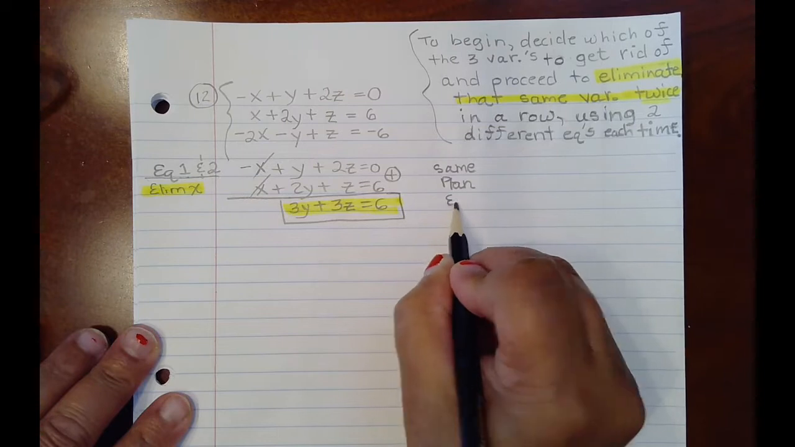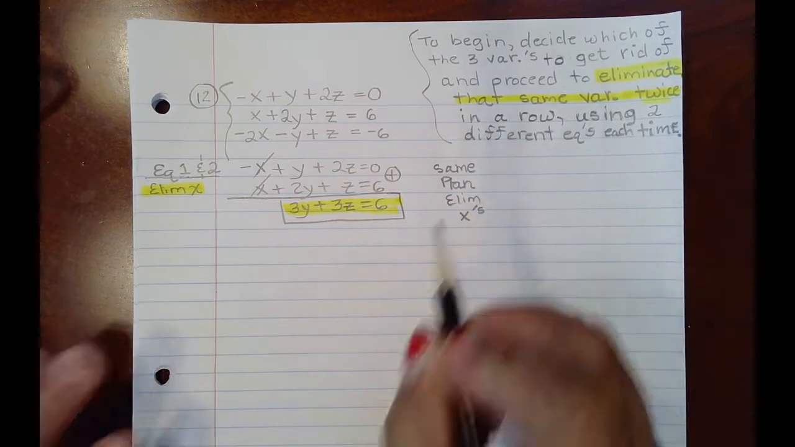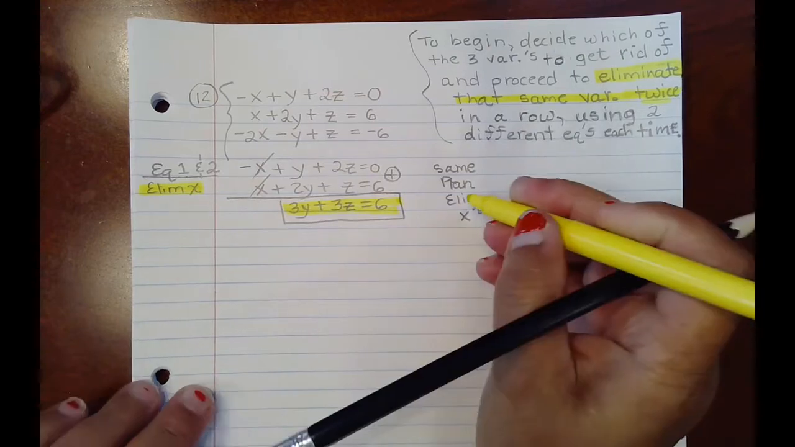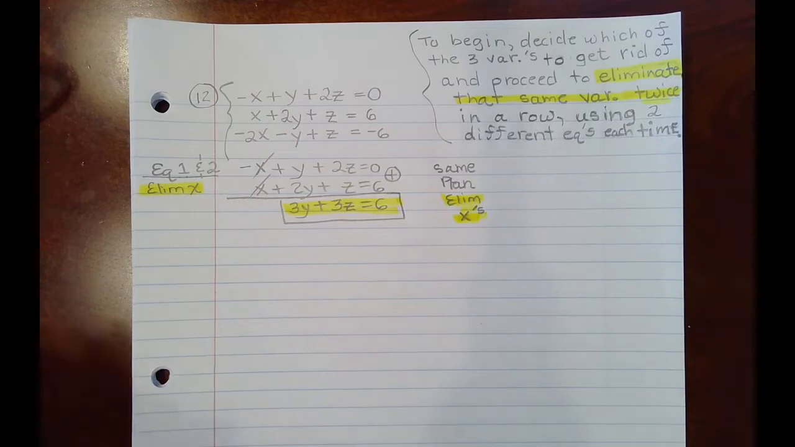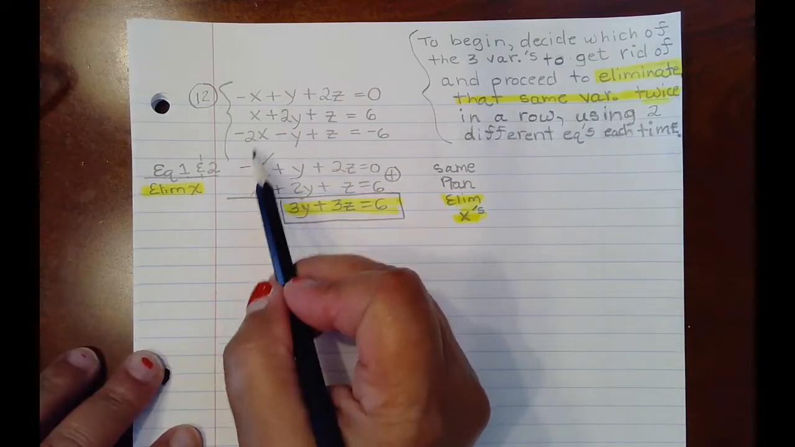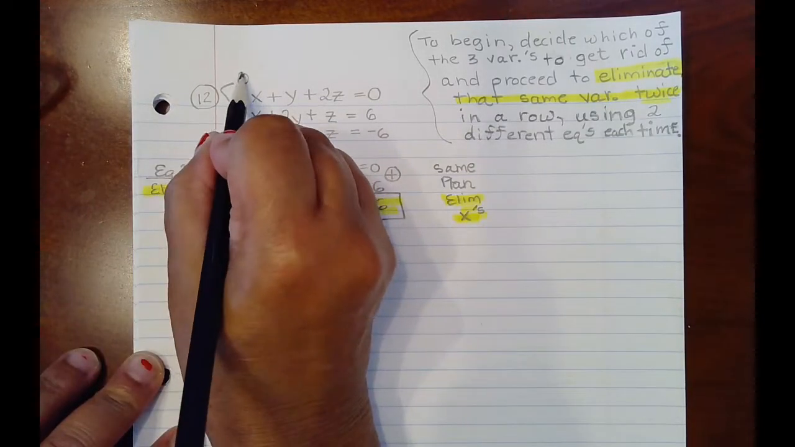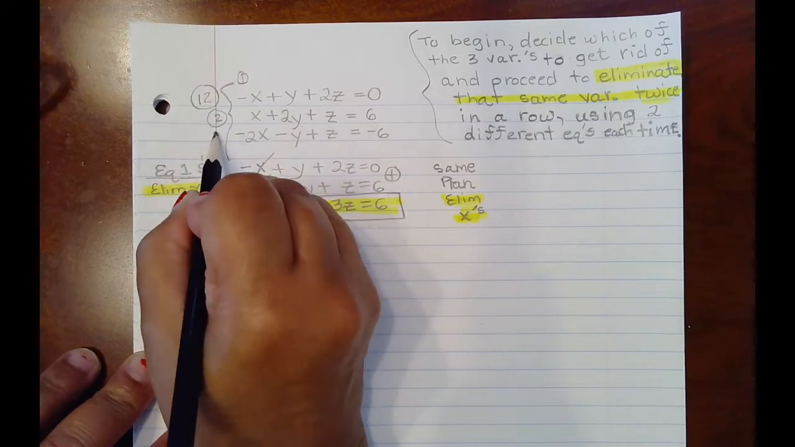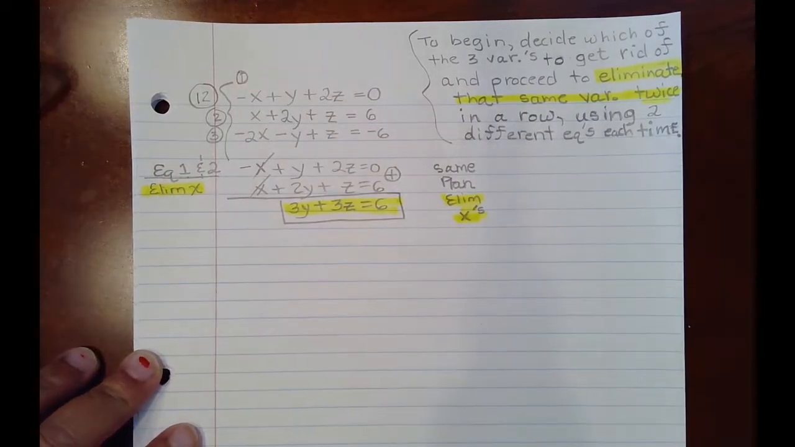And that is to eliminate the x's. Stick with that. Okay, this time I'm going to use equations 2 and 3. I'm calling this equation 1, equation 2, equation 3. I'm always numbering them, just going down. I'm not going to number them for every single problem, but just so you know what I'm calling equations 1, 2, and 3.